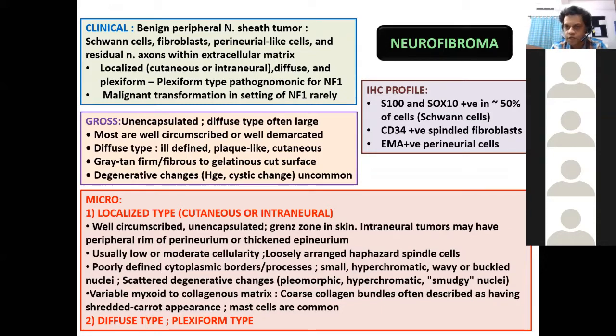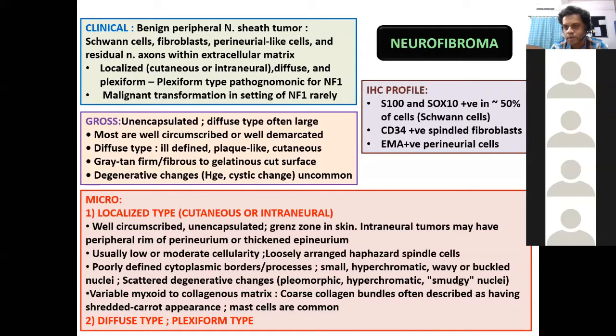Neurofibroma. Conventionally, you won't have a problem. It will be a localized cutaneous neurofibroma. It is the diffuse and the plexiform types that we need to be worried about, especially in the setting of neurofibromatosis 1. IHC: S100 and SOX10 will be positive in a patchy fashion in the case of the deep-seated one sometimes. And because the overall cellularity is less in a superficial neurofibroma, you will not get as intense positivity as you get in a schwannoma. EMA might sometimes be positive.